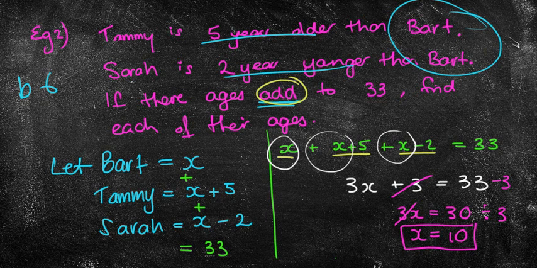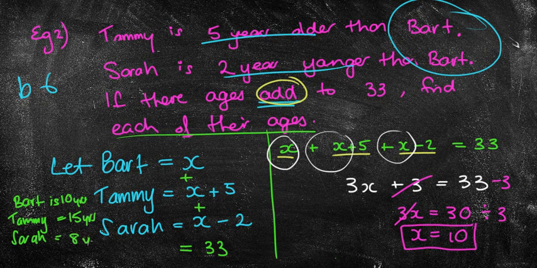Well, I've answered part of it. It says find each of their ages, not just x or not just Bart. Therefore, we've got, I'll put it down here, Bart is 10 years old. Now, Tammy is 5 years older than Bart, therefore Tammy must be 10 plus 5, which is 15 years. And Sarah is 2 years younger than Bart, so 10 take away 2 is 8, so we get 8 years old. Now, if I do 10 plus 15 plus 8 to make sure, it does add up to 33, therefore I'm correct.